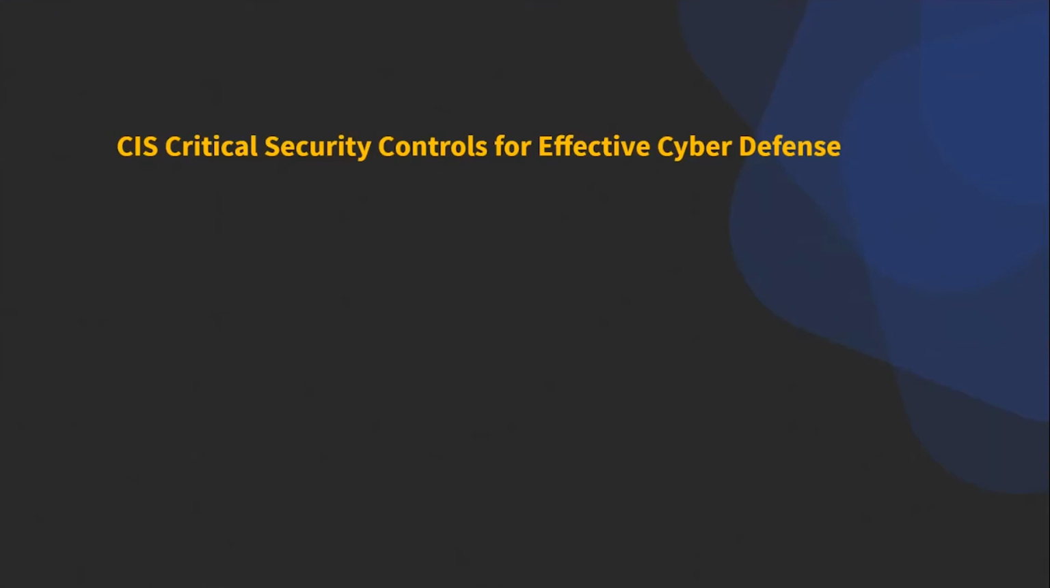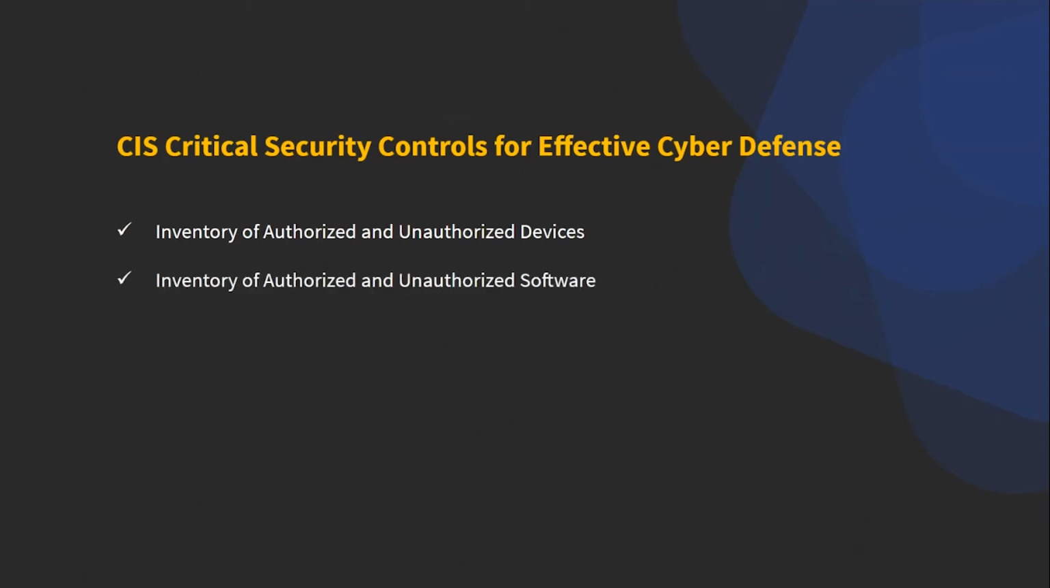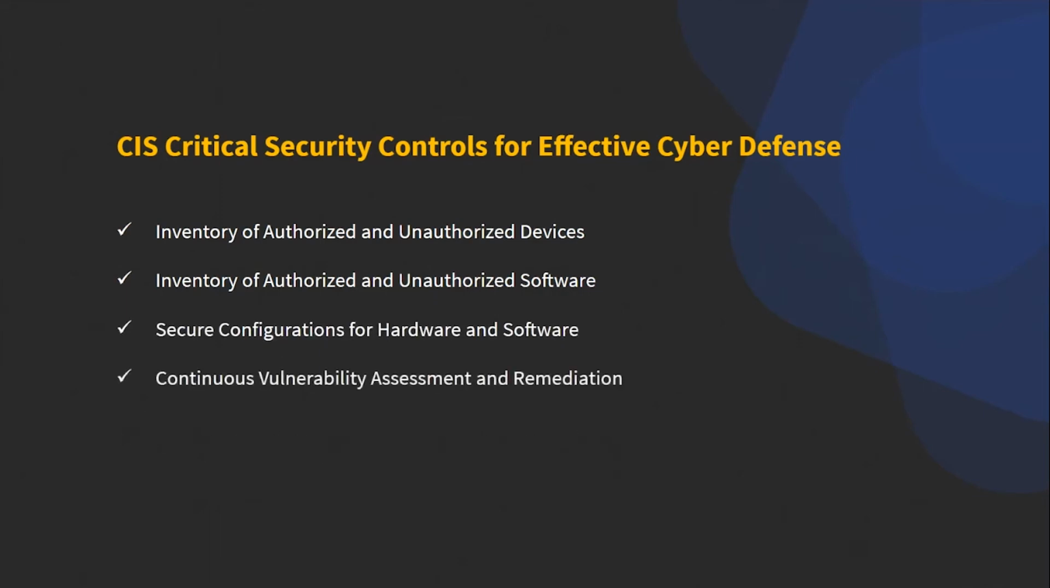The Center for Internet Security suggests 5 important security controls for effective cyber defense. You should have the inventory of authorized and unauthorized devices. You should have the inventory of authorized and unauthorized software. You should have secure configurations for hardware and software. Continuously assess the vulnerabilities and remediate. And controlled use of administrative privileges. ManageEngine's different security add-on solutions help you in managing all the critical security controls suggested by the Center for Internet Security.